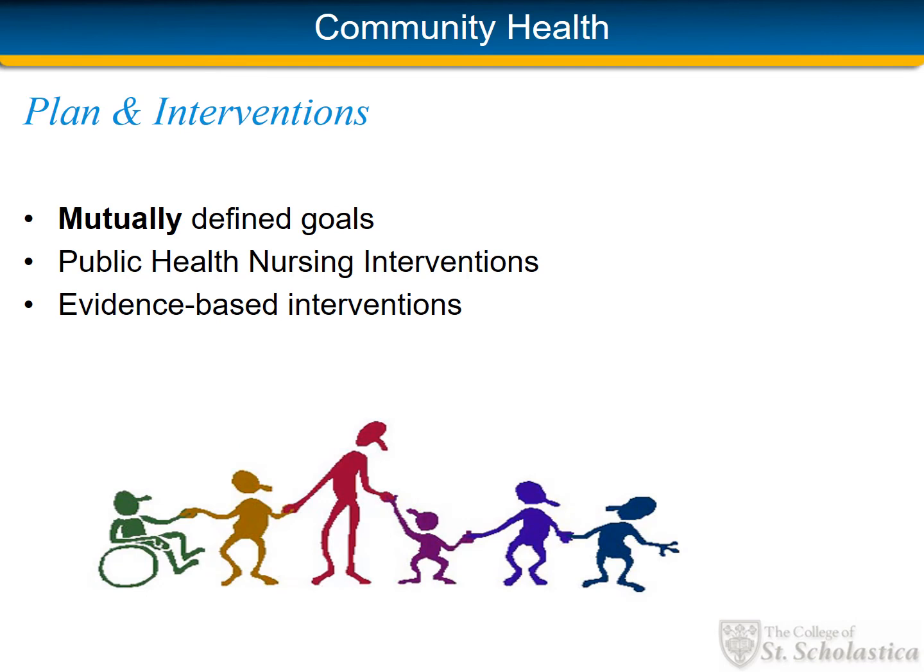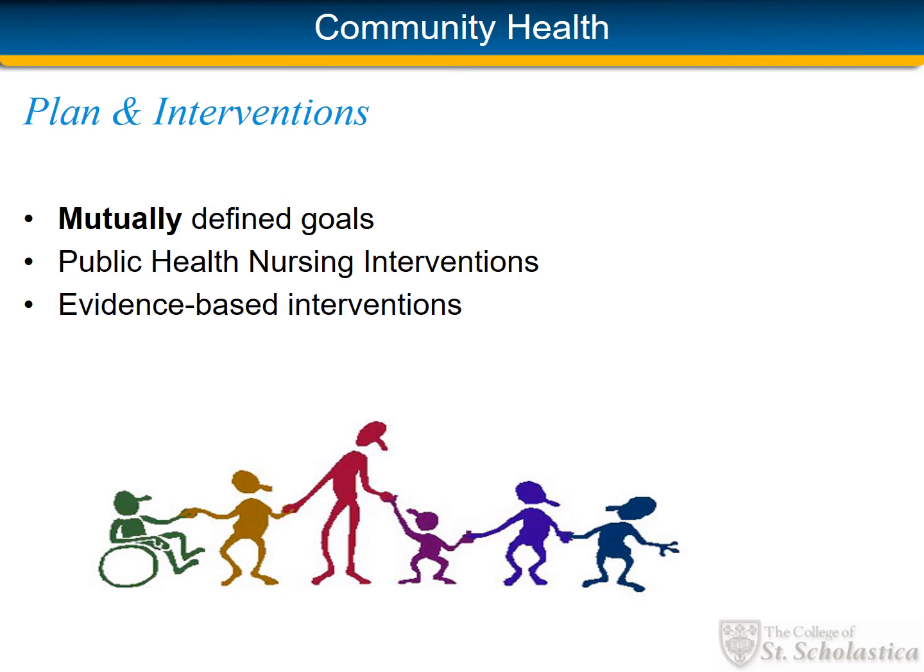Once we've identified those priorities, we then begin to develop our plans and move into specifically what we would call our interventions. It's really important that those goals related to interventions are mutually defined goals, that there's a collaboration between the public health nurse, other agencies, and the community itself. Those goals need to be based on community values and beliefs. They also need to relate to the community's willingness to change.